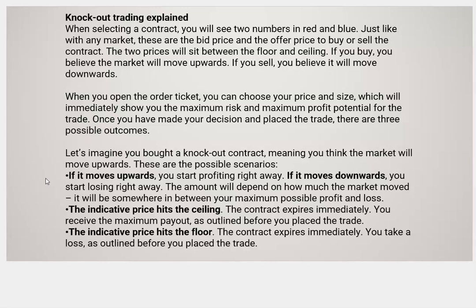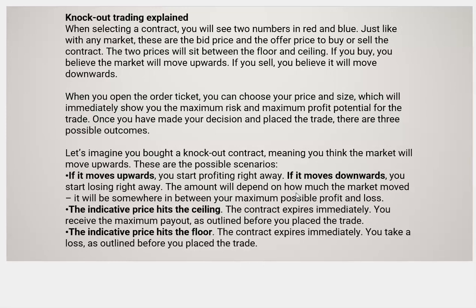So the beauty of it is just like trading the actual instruments. If it moves downward, you start losing right away. The amount will depend on how much the market moves. It will be somewhere in between your maximum possible profit and your loss. Like I said, remember, it's a pretty big window, and we're trading in that window. So we're not going for the maximum loss, and we're not going for the maximum profit. It is predicting a level. It's predicting a price move or a number of certain points up or down. And that is what we are going to be going for.